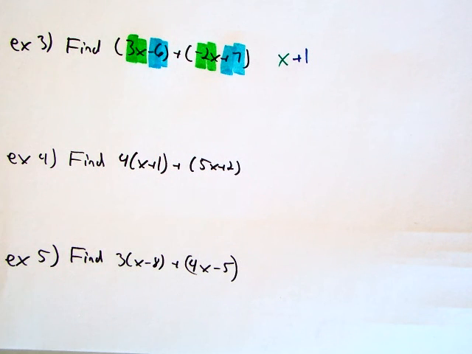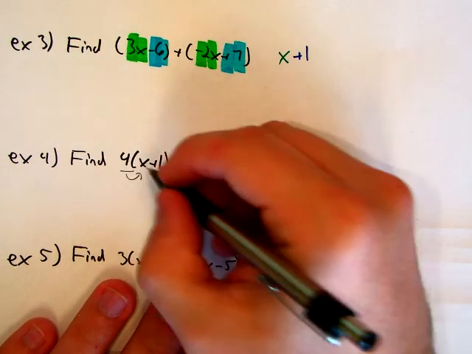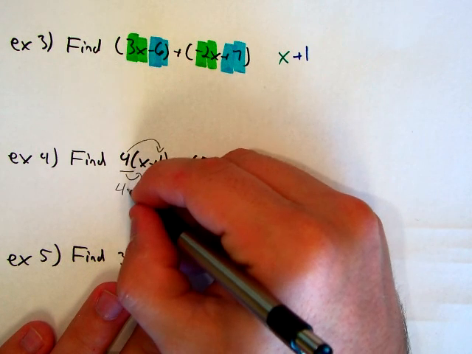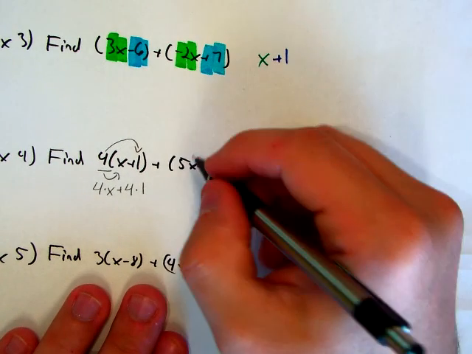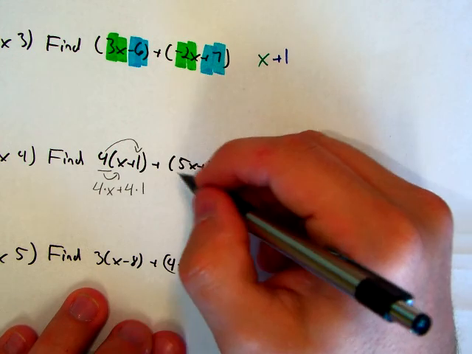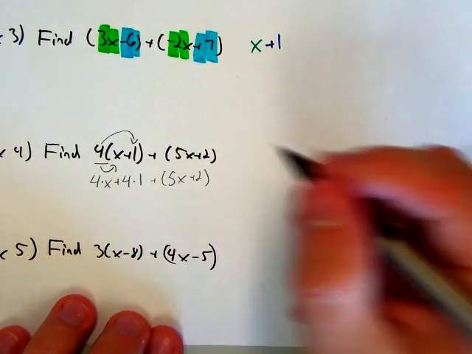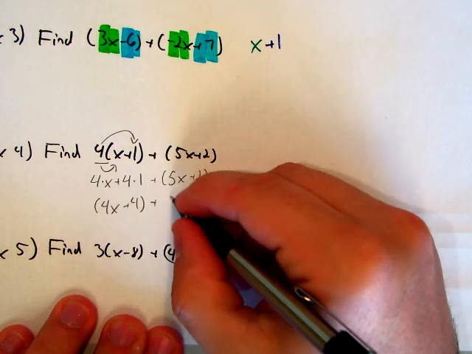Now, the next two, we have to utilize the distributive property, which we talked about in lesson 4, and then combine like terms. So let's go ahead and do the distributive property here first. So in this first problem, example 4, the 4 gets applied here and here. So 4 times x and 4 times 1. This one here, we don't have the distributive property, so I'm just going to rewrite that. 4 times x is 4x. 4 times 1 is 4.